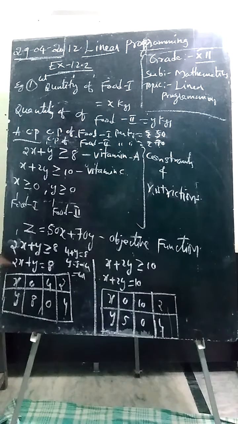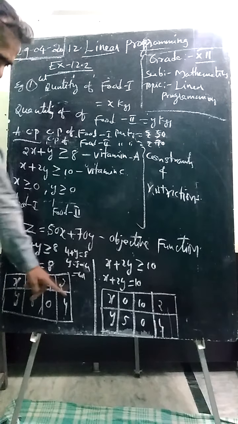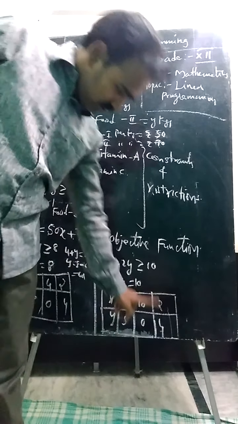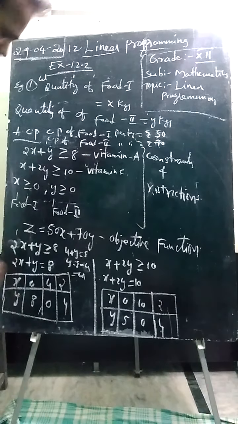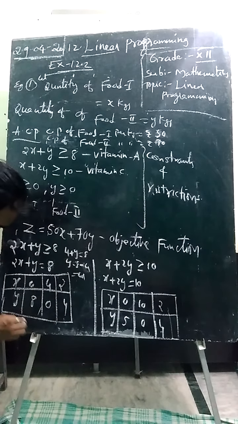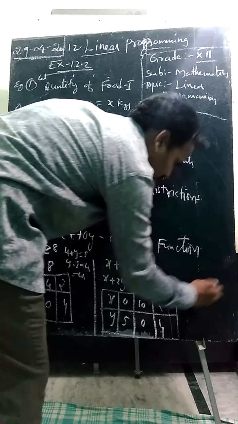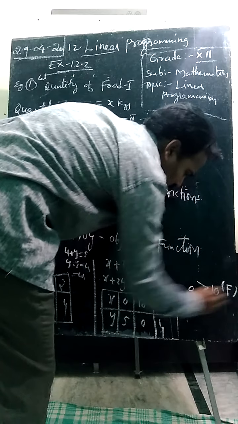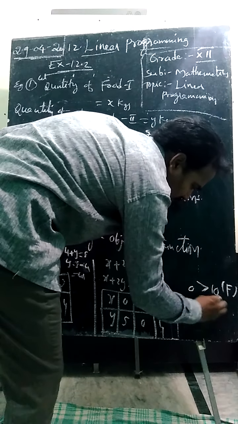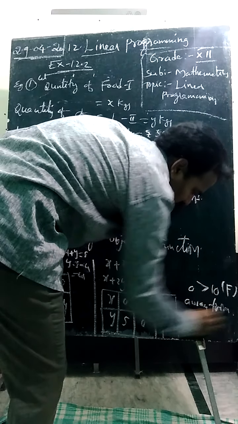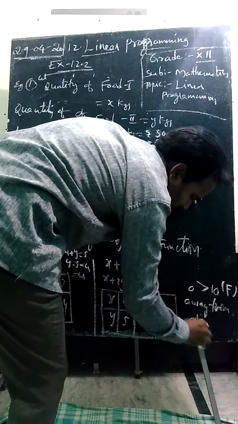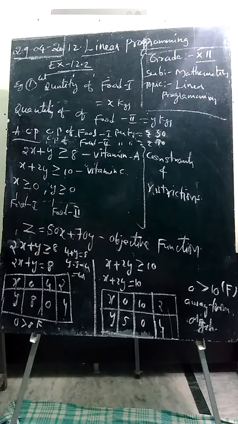We have the points. So here the points are (0, 8), (4, 0), (2, 4). Here (0, 5), (10, 0), (2, 4). Both, if you observe, here if you put the origin, 0 greater than 8, false. Here you put the origin, 0 is greater than 10, false. So both are away from origin. So plot and graph, students, these are points.